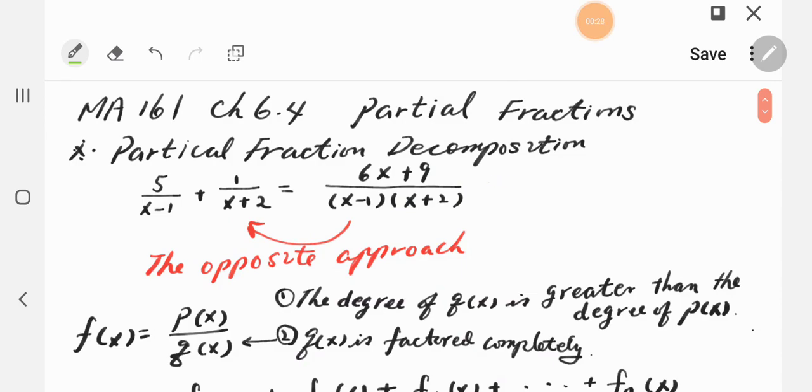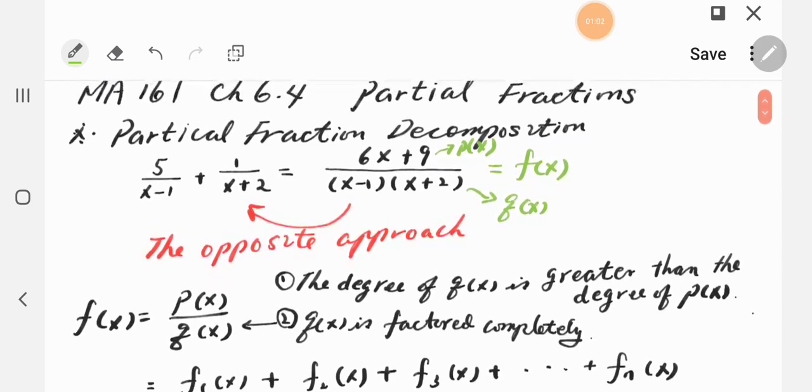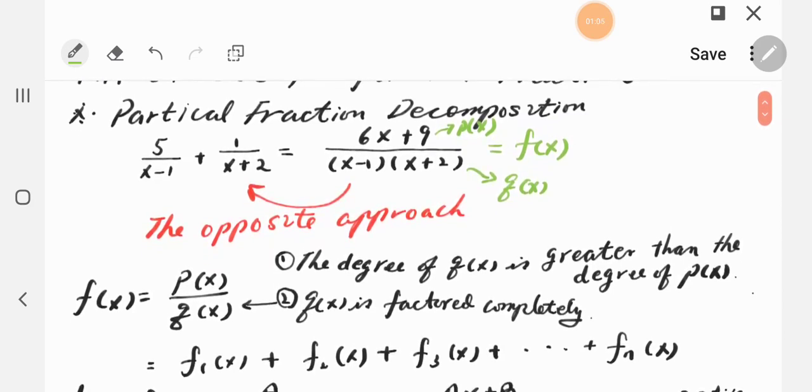So let's say we have an f of x, and this f of x is one single fraction, a rational expression. The denominator is completely factored. Let's say this is q of x, and the numerator is p of x. The numerator does not necessarily need to be factored. So we can write f of x is p of x over q of x, and the degree of the denominator is greater than the degree of the numerator.